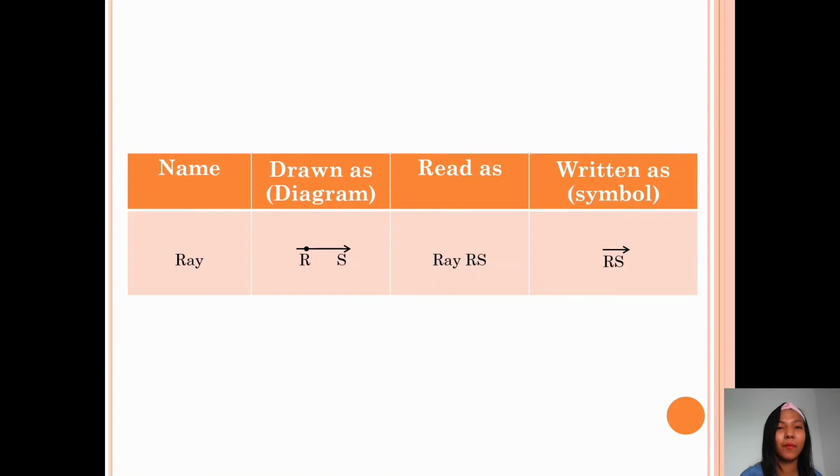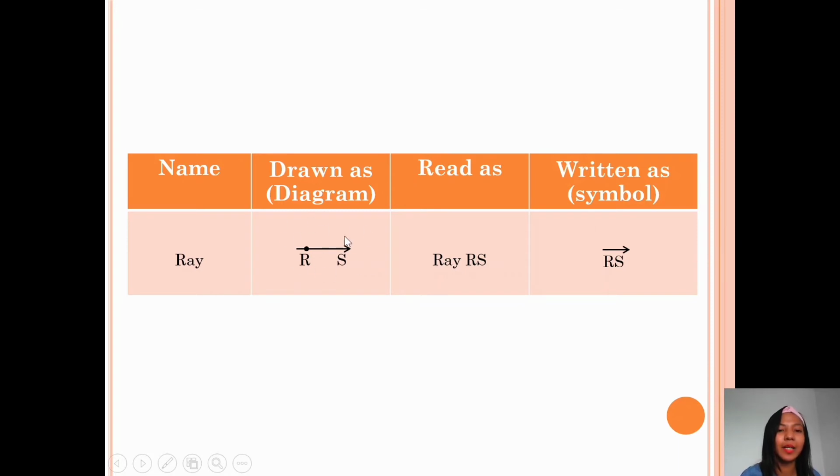Next, let's talk about ray. Everybody say ray, R-A-Y. The line has two arrowheads. The line segment has no arrowhead on both sides. This one has only one endpoint and one arrowhead, which means it just stays there and never extends here. But since this one has an arrowhead, it can extend longer and longer.